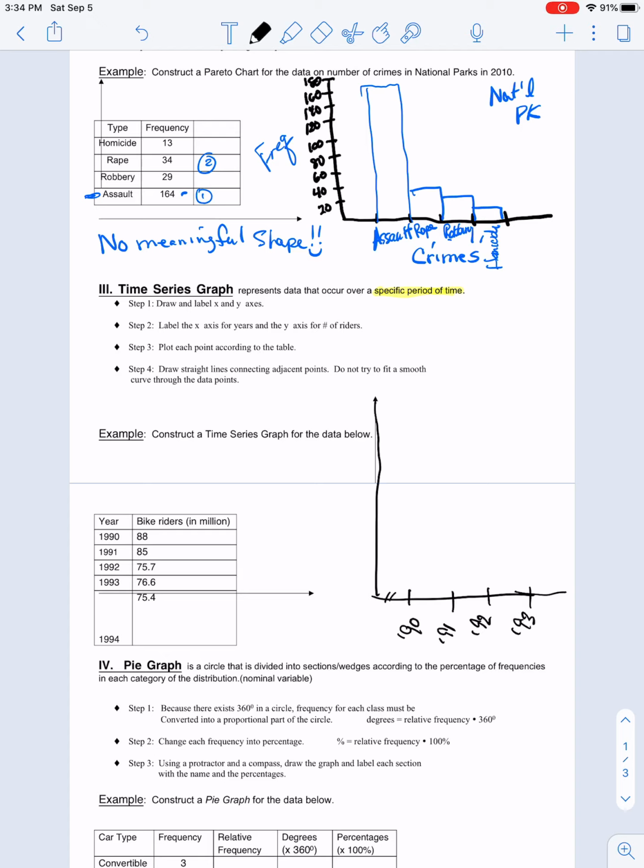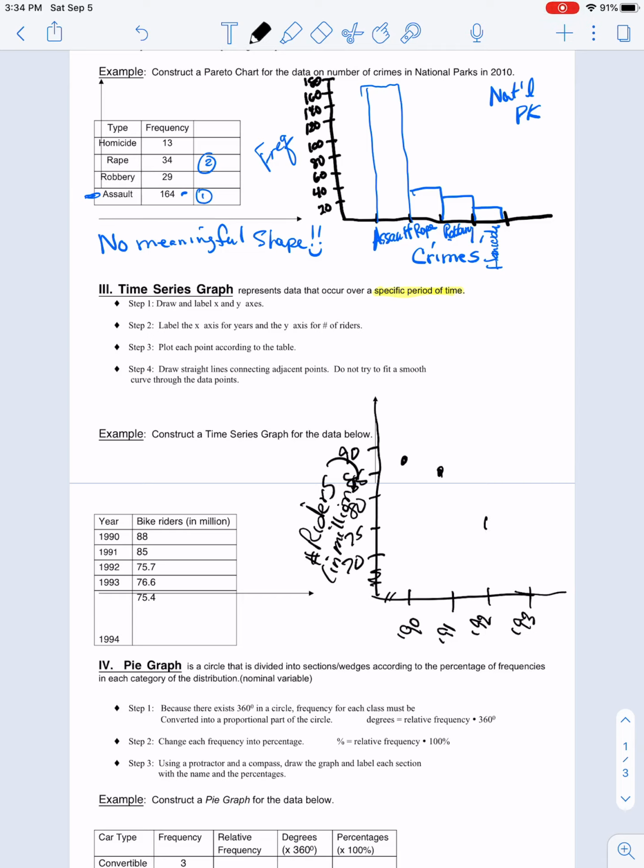Over here on the side, we'll call this number of riders in millions. And we will use dots and segments. I'm going to use a broken piece here so that we can start with a 70. And I'm just going to count by fives up the side, up to 90. And then, like I said, dots and segments. So we'll just go in order that it's listed. So I have an 88. Drop down a little bit here to 85.